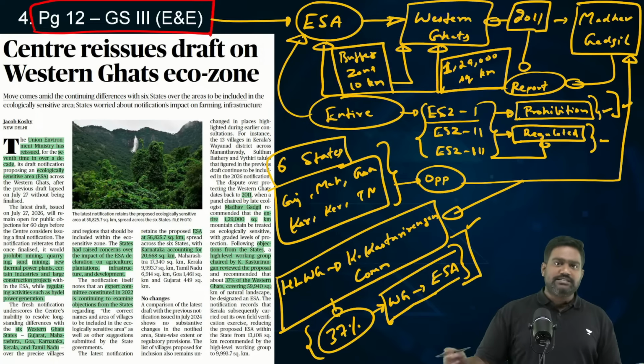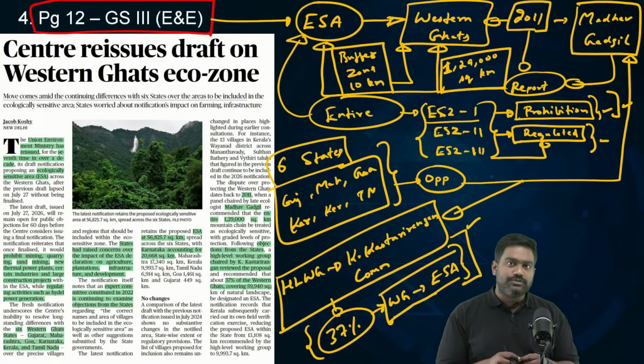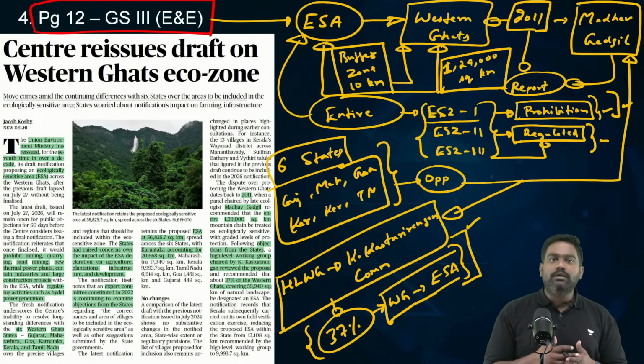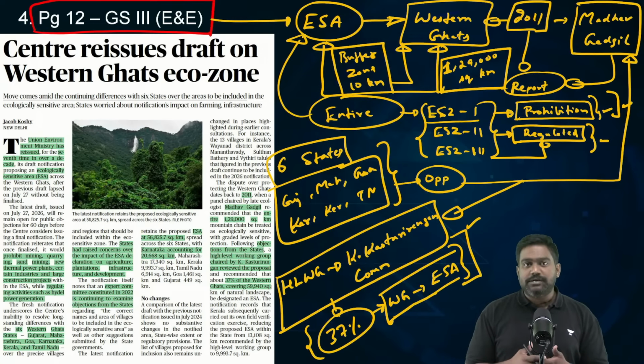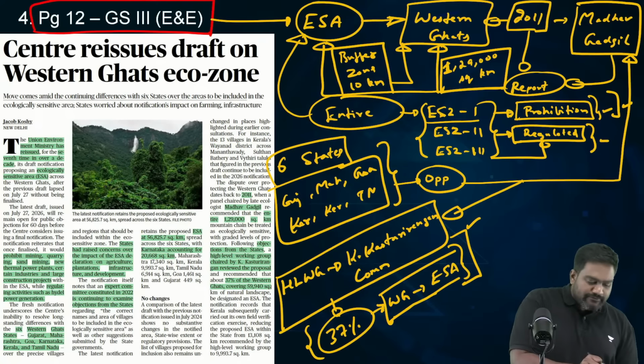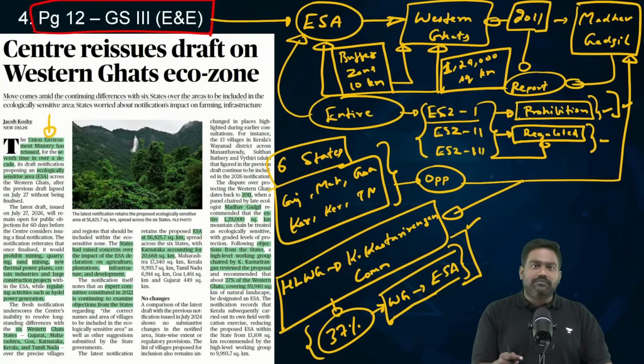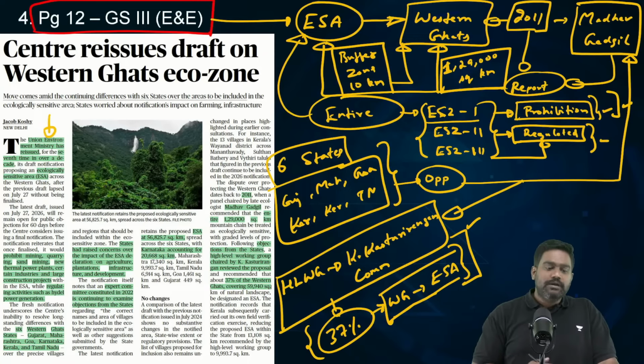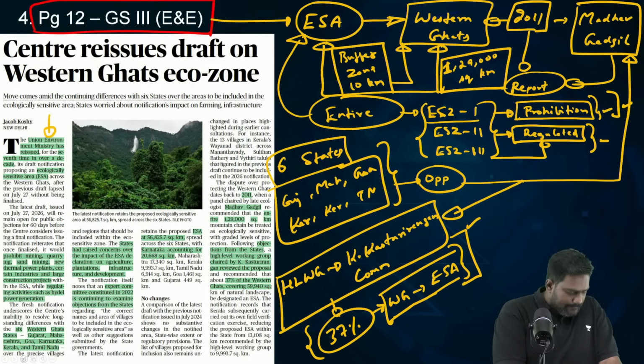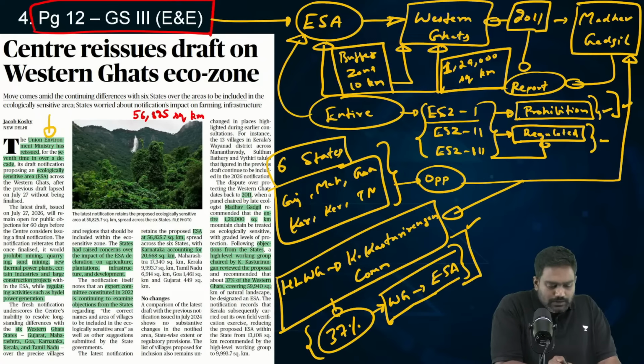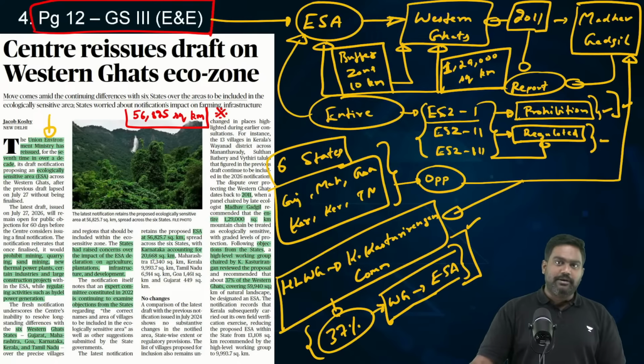The central government has till date issued 7 notifications. Each time it has been withdrawn because of opposition by state governments. Now, finally, the Environment Ministry has brought out the latest notification, the seventh draft notification, and this proposes eco-sensitive areas covering roughly 56,825 square kilometers, which is less than half of what Madhav Gadgil committee had recommended.